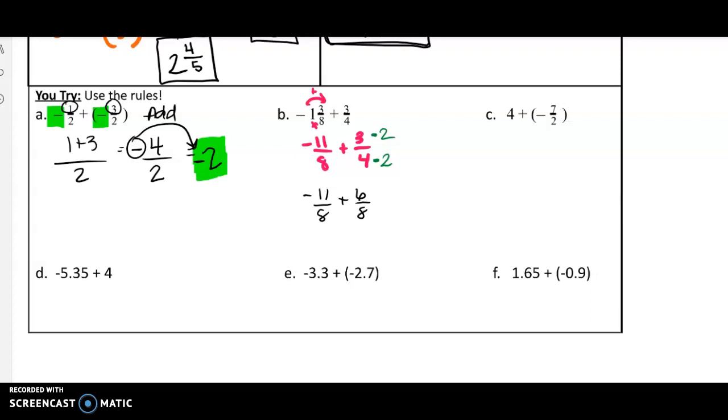which means now I can just do my rule. These are different. One's positive, one's negative. So I'm going to subtract 11 minus 6, and I keep it all over 8. 11 minus 6 is 5 over 8. So my answer is 5 over 8. But it's going to be negative because my bigger number was negative.